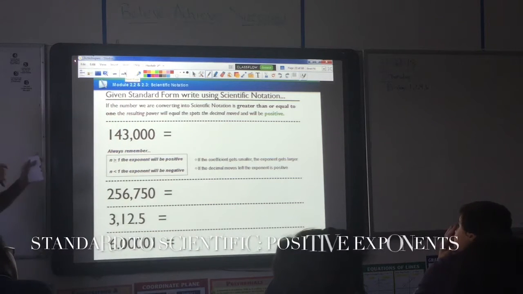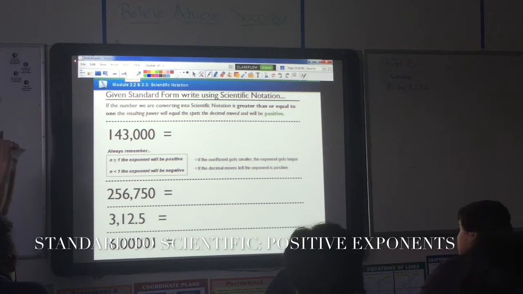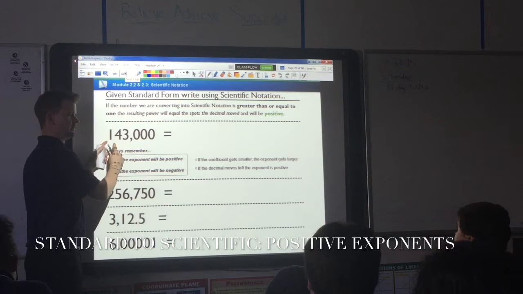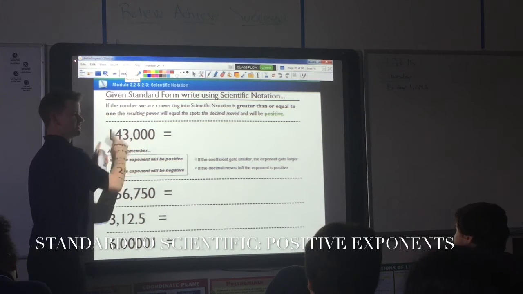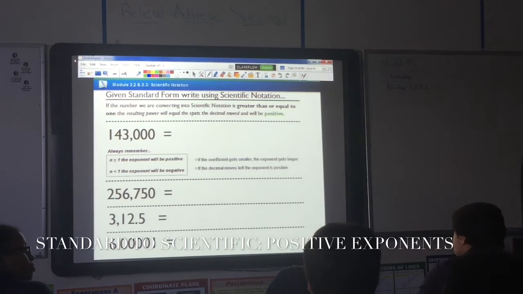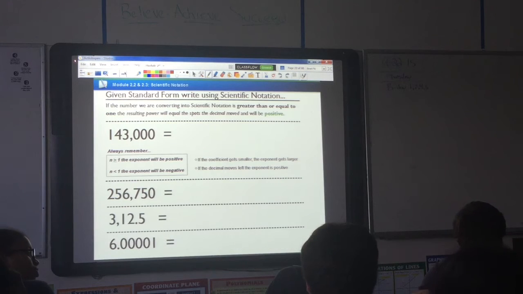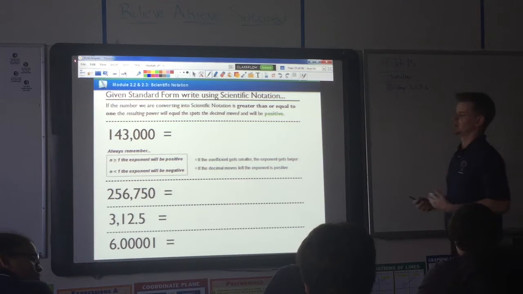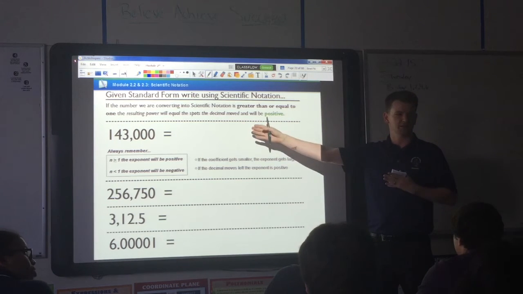Right now, let's do the first example. This number is 143,000. This is known as standard form right here. That's the way you've been writing numbers up to this point. You've been writing numbers like 1.3 or 2.4, 143,000, 5,623,412, which is money I wish I had in my pocket, but I don't. 142,000. I'd even take that. I would take that.